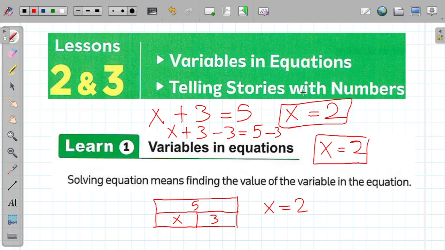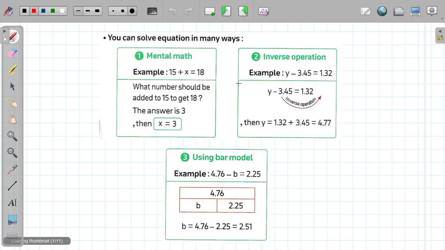So the different ways to find the solution of an equation are: first, mental math, by thinking about the missing number; or the inverse operation, by subtracting or adding the inverse number; and using the part-whole model, by putting the missing number in the part mode or the total mode.